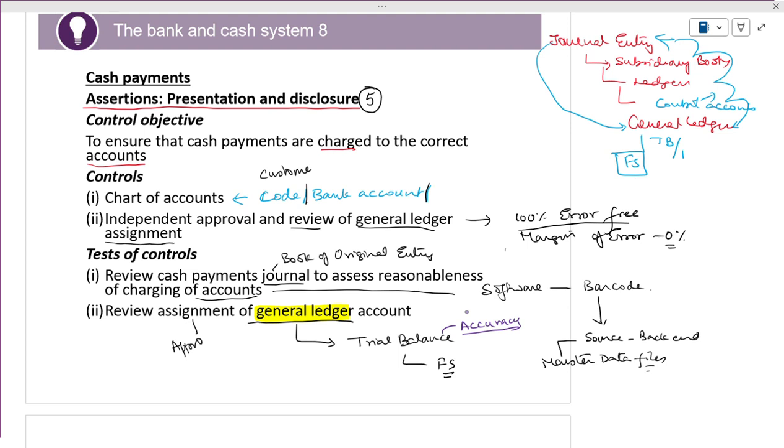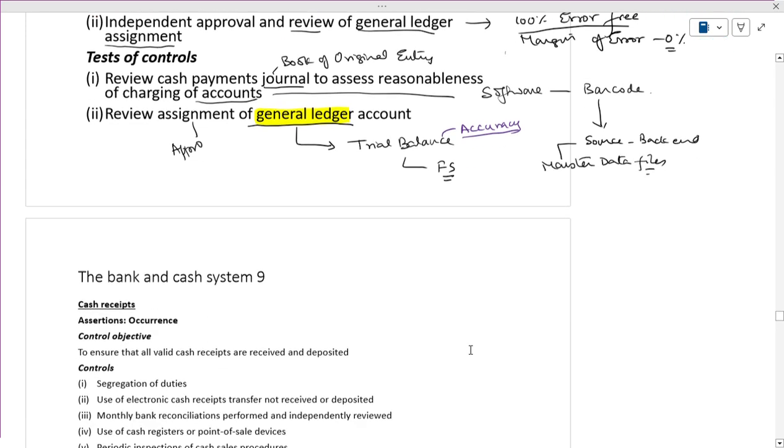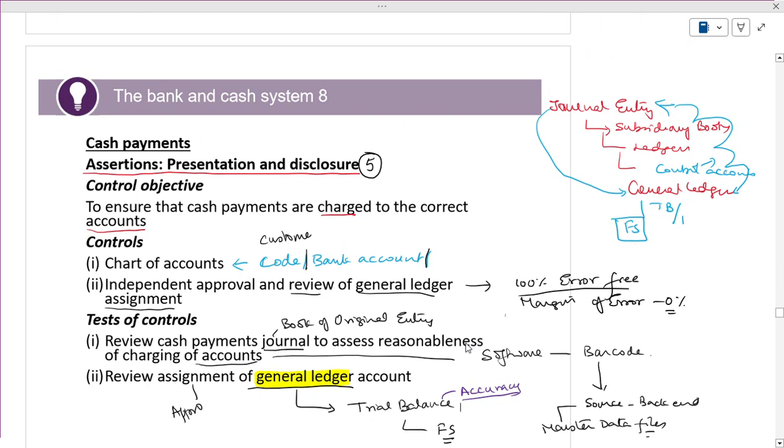Are you clear about these payments? Is it okay? How many are there? Just tell me quickly. Five. You see and you check. No problem. What are the assertions for the payments?